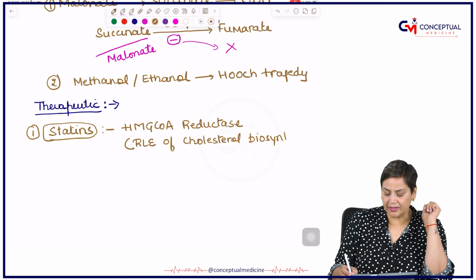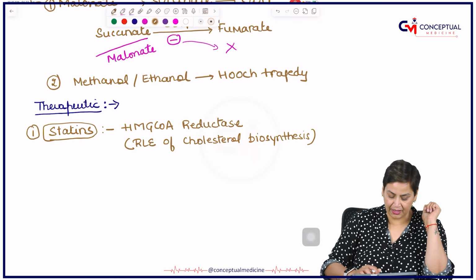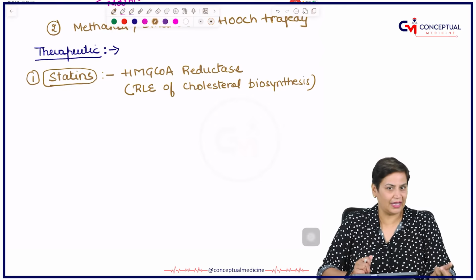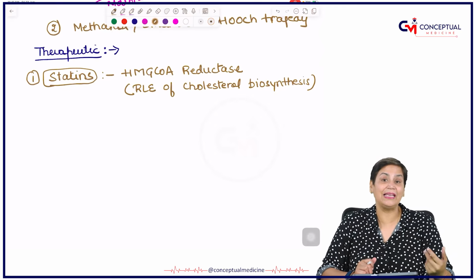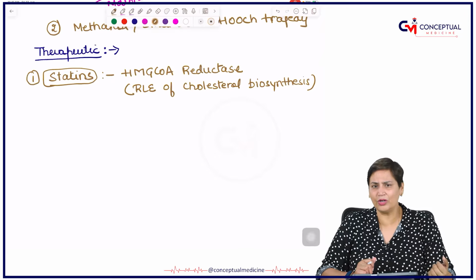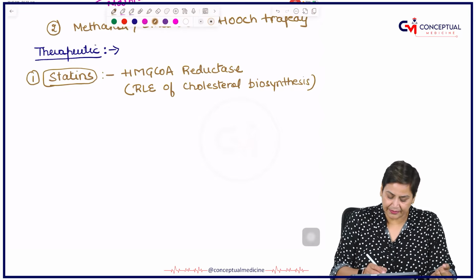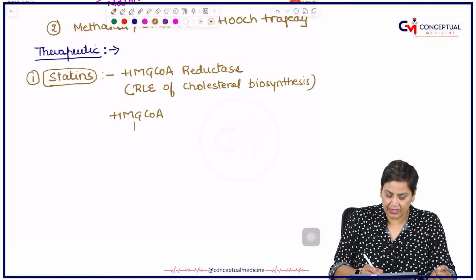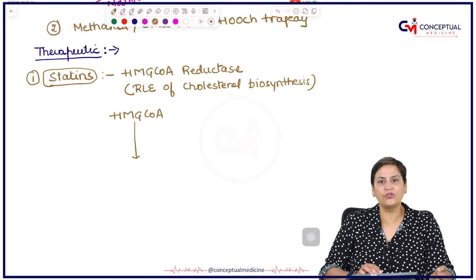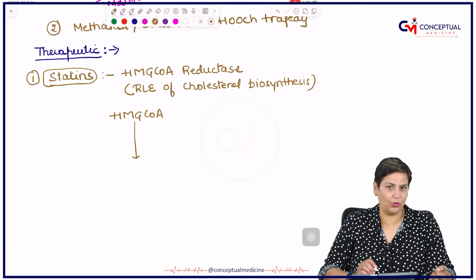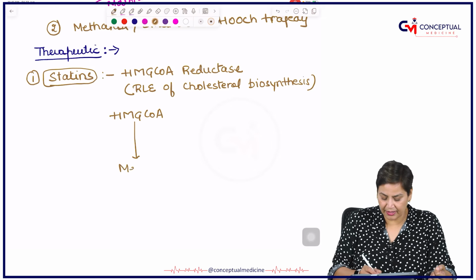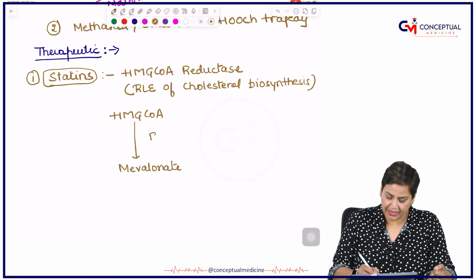And if we look at the reaction, what is actually happening? Because we know that cholesterol, no doubt we take cholesterol in the diet also, and cholesterol is synthesized in the body also by a very important de novo pathway, and the precursor of cholesterol is acetyl coenzyme A. Now what is happening here? We can simply say that this HMG-CoA is converted into, HMG stands for beta hydroxy beta methyl glutaryl CoA. It is converted into mevalonate. And the enzyme is reductase.